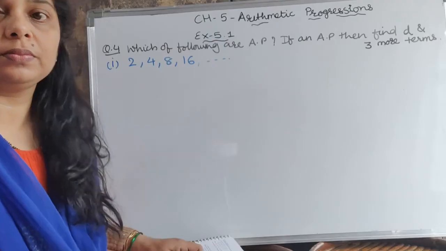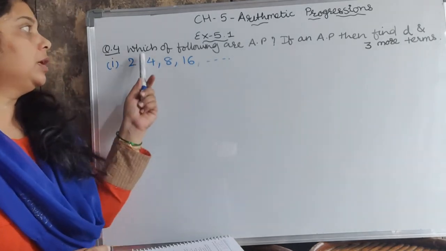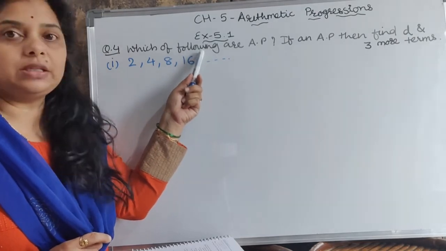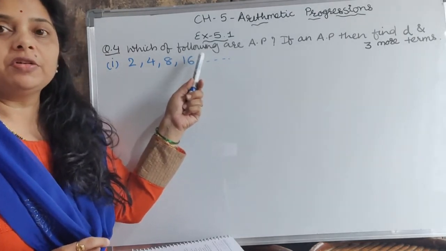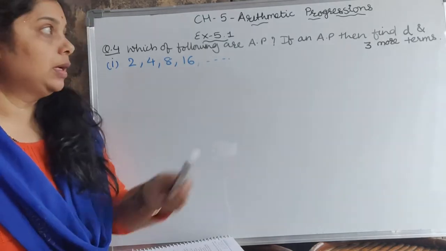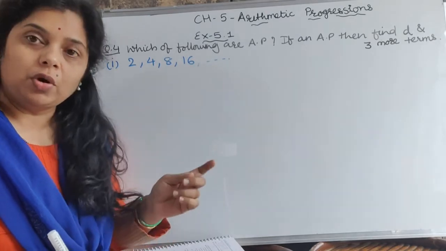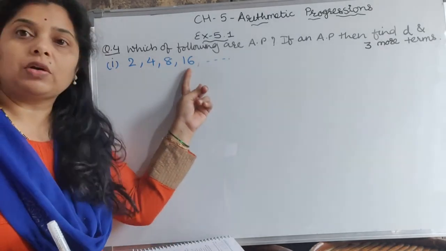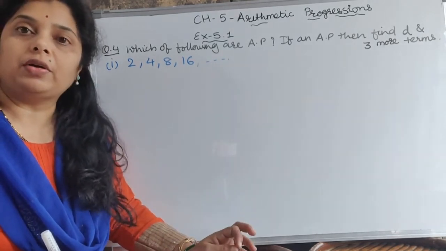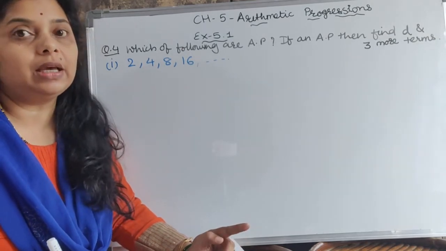Now, the last question of exercise 5.1. Here it is asked that whatever series or list of numbers is given, first we have to check whether they are an AP or not. And if they are an AP, then find out the common difference D and 3 more terms. 3 more terms means the first 4 terms are already given, and if the sequence is an AP, then we have to find the common difference and 3 more terms, meaning A5, A6 and A7.